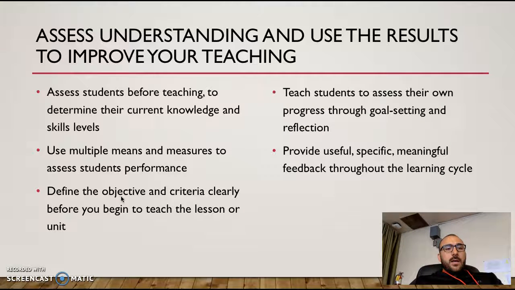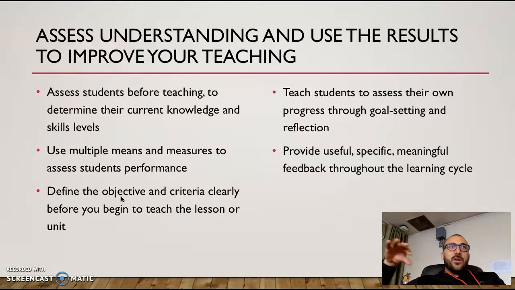Next, Jim talks about assess understanding and use the results to improve your teaching. He goes into detail saying use multiple means and measures to assess student performance. Teach students to assess their own progress through goal setting and reflection. Provide useful, specific, meaningful feedback throughout the learning cycle. How I do that in my class is they're getting feedback right away. So as I circulate the room, as they're playing the sport of badminton, I'm circulating, and if I see something that needs to be corrected, I automatically will fix that mistake on the spot.